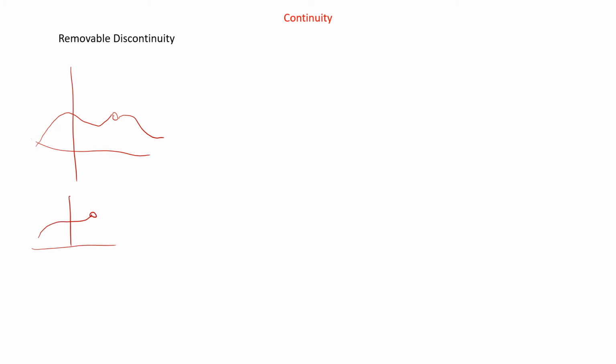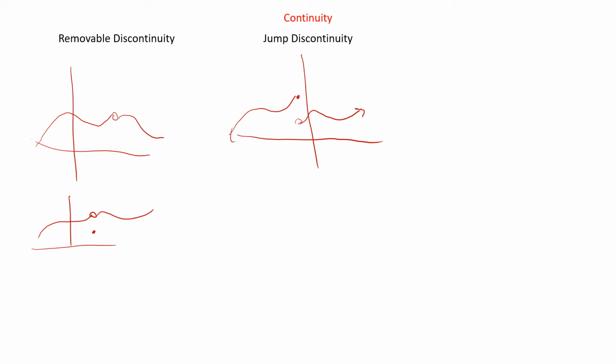Or maybe you have a hole in the graph and the point is just somewhere else. Also a removable discontinuity. We have jump discontinuities. A jump discontinuity is when you've got a graph going there and then it jumps to some other place on the graph. So with a jump discontinuity, there's a gap here. With a removable discontinuity, there's not a gap, we're just missing a point.